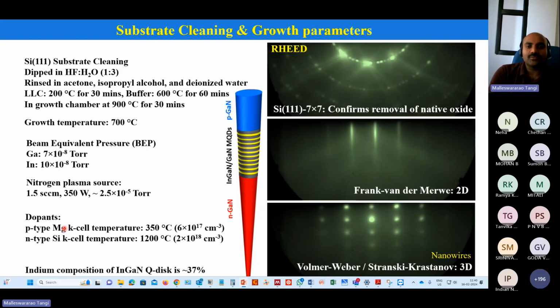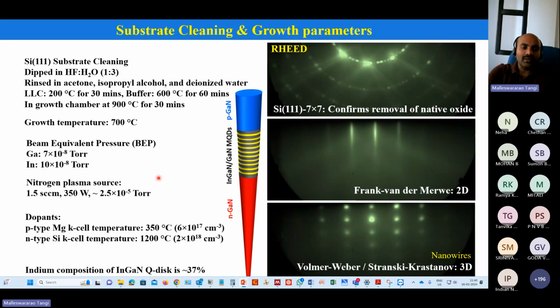While cooling down the substrate, we observe the very famous 7 by 7 reconstruction. This confirms the removal of native oxide from the substrate, because any substrate can have native oxide. So to get a pristine surface of the substrate, we have to remove the native oxide. This can be done in MBE by heating up the substrate to 900 degrees centigrade.